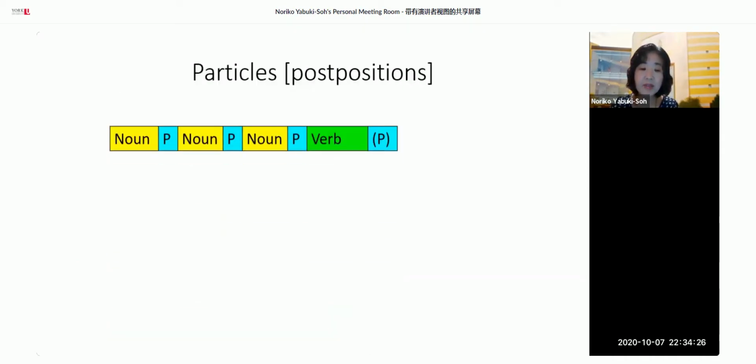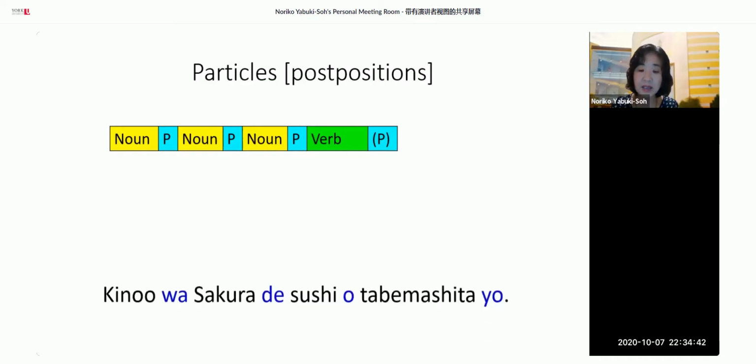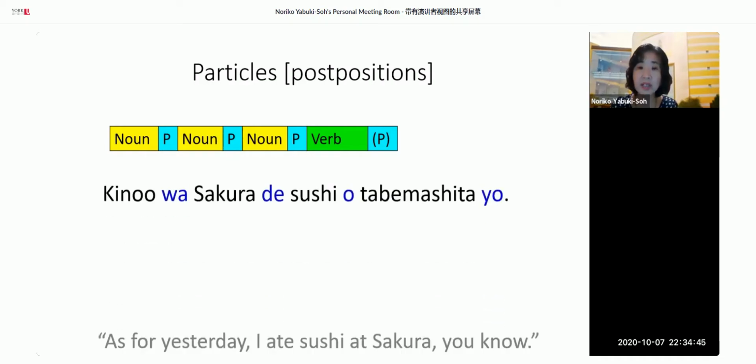So, a typical Japanese sentence would look like this. A string of nouns, each of which is followed by a particle with a specific function, and a verb at the end, occasionally followed by a sentence particle, as in, 昨日は桜で寿司を食べましたよ.